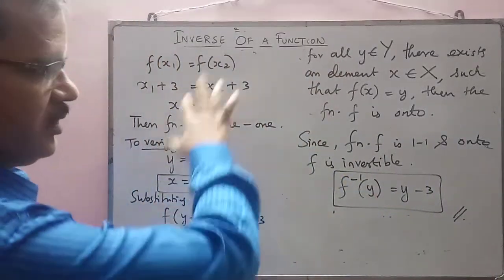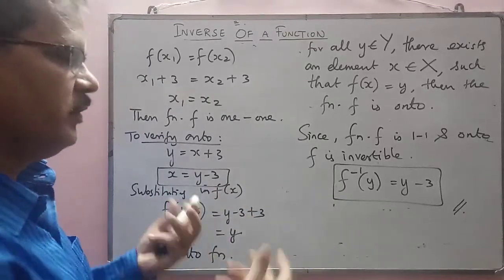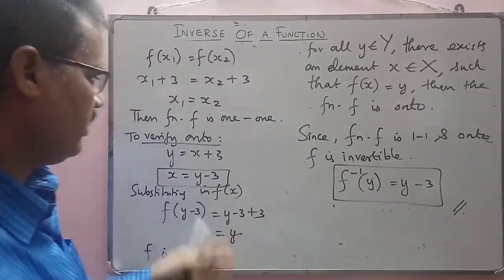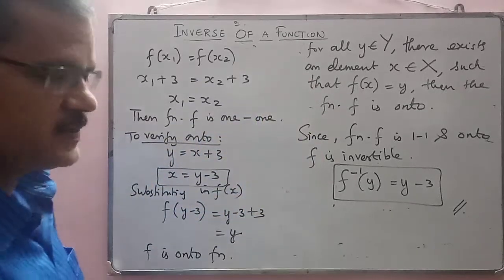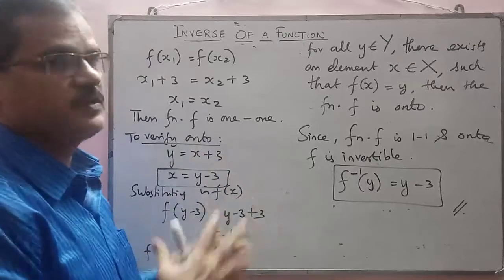Okay children, mostly we are going to solve in this method. This is a little easier. No need to prove two parts. We will take first part 1 to 1. Then we will go for this definition and we will complete this sum. Okay children, I hope you understood the two methods. This is about inverse of a function.